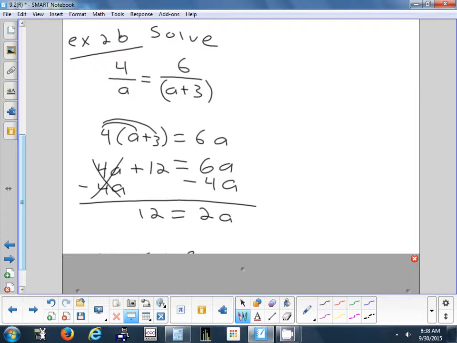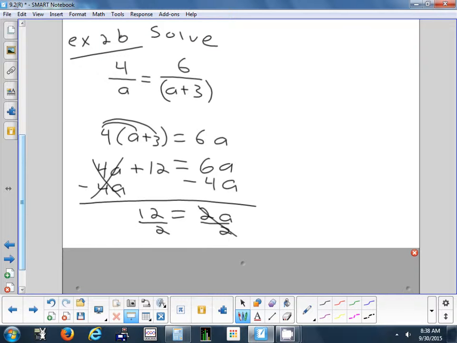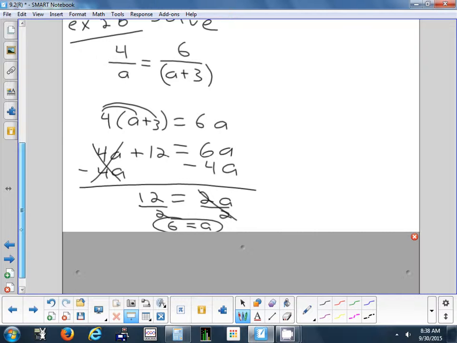Okay, and we're at our last step. Divide by 2. Okay, so what is a here? A is 12 divided by 2, or 6.